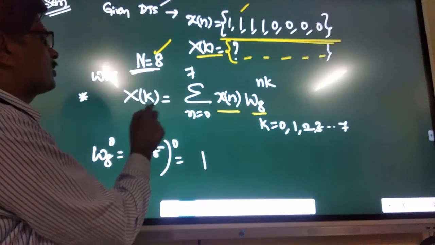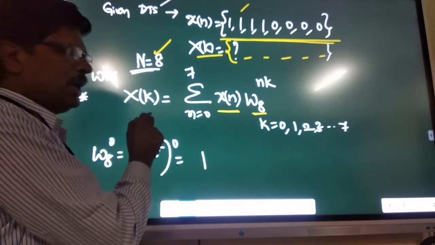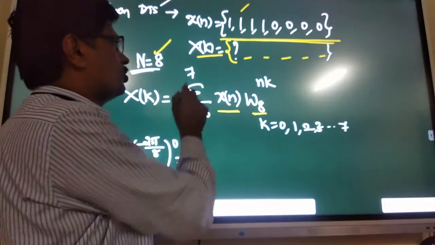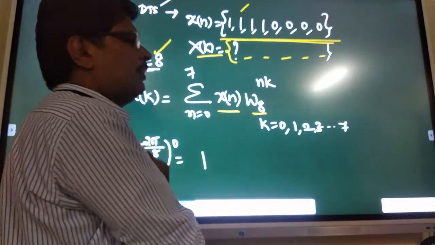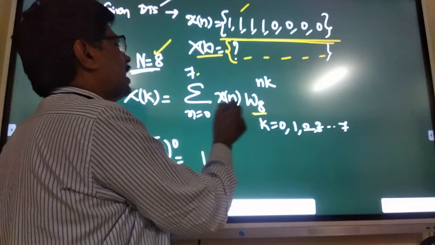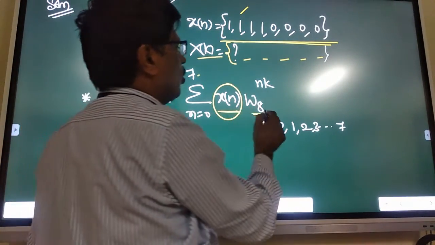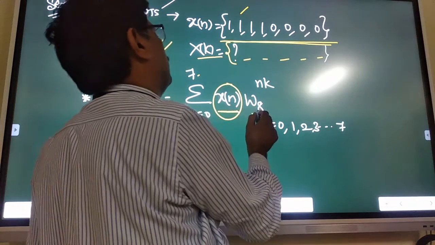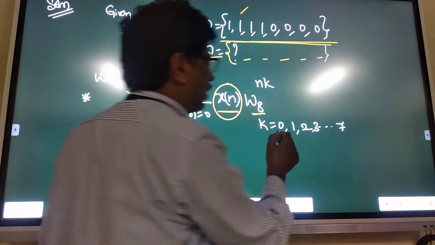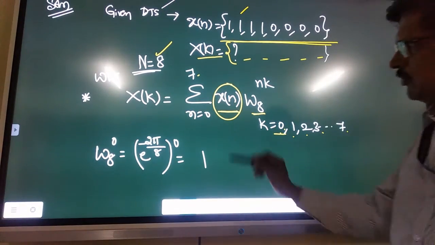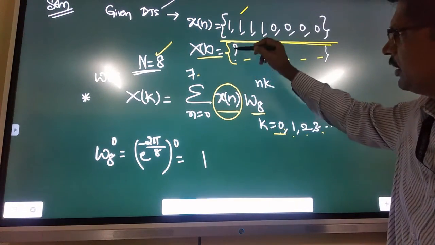First write the DFT formula, which we derived in the last class. X of k is equal to the summation, n equal to 0 to N minus 1. N is 8, so N minus 1 is 7, 0 to 7, x of n, your input sequence, into omega 8 power nk, where k is equal to 0, 1, 2, 3, up to 7. When k is 0, if you solve, you will get x of 0, the first sample.